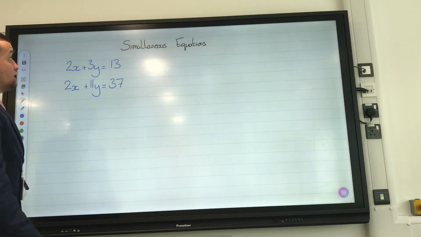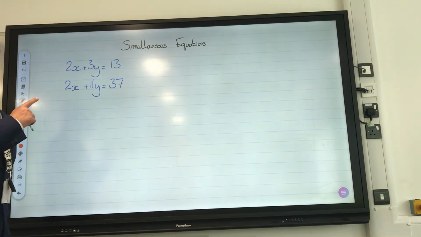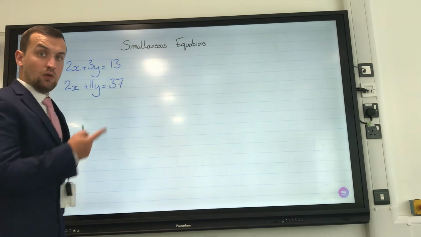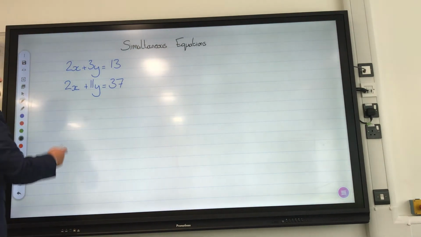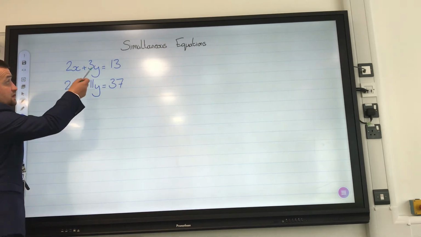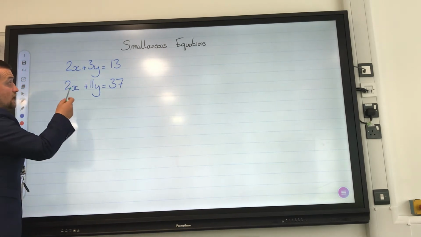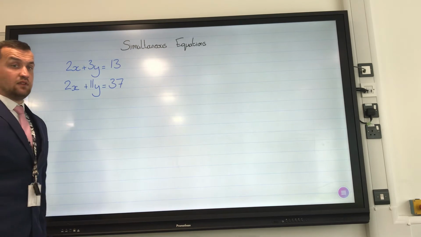Right guys, welcome back. We looked at simultaneous equations today, so I want to refresh it. I want to make sure we know what we're doing with it. Okay, so I've given you two equations here. Okay, 2x plus 3y equals 13, and 2x plus 11y equals 37.